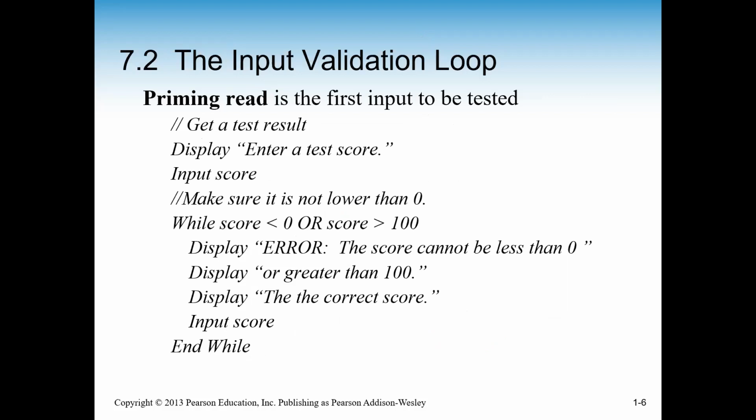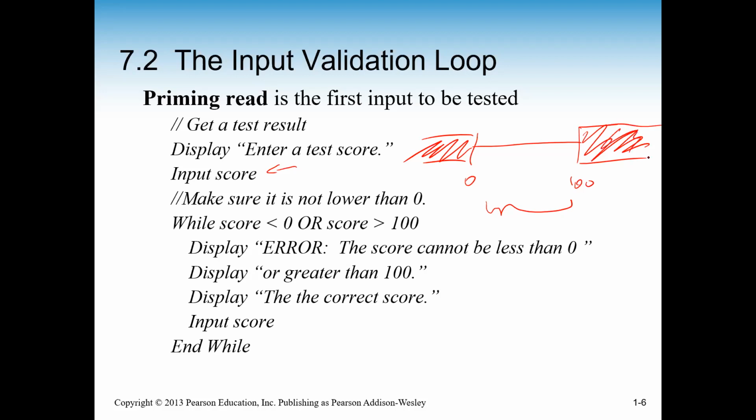So for the input validation loop, let's say here, enter a test score, input the score, and make sure it is not lower than 0. Scores are usually not going to be -20 or 150; they're usually somewhere between 0 and 100. So you can see here: while score is less than 0 or score is greater than 100. It has to be in this range, but if the score is less than 0, it falls over there, or if it is greater than 100, it falls over there.